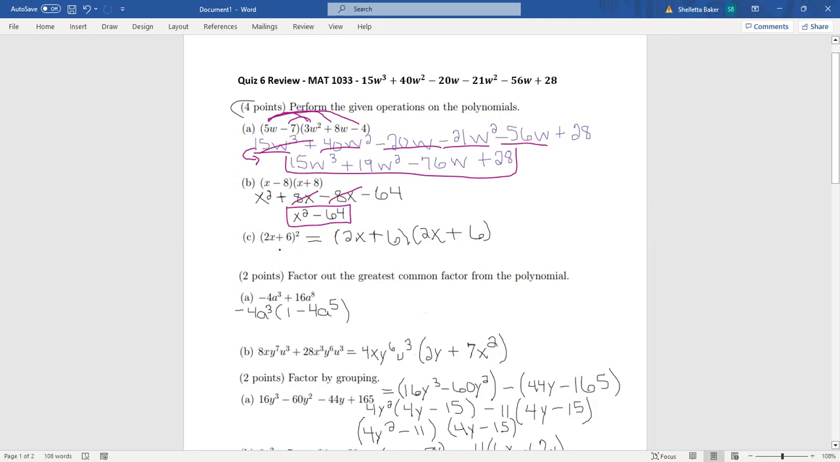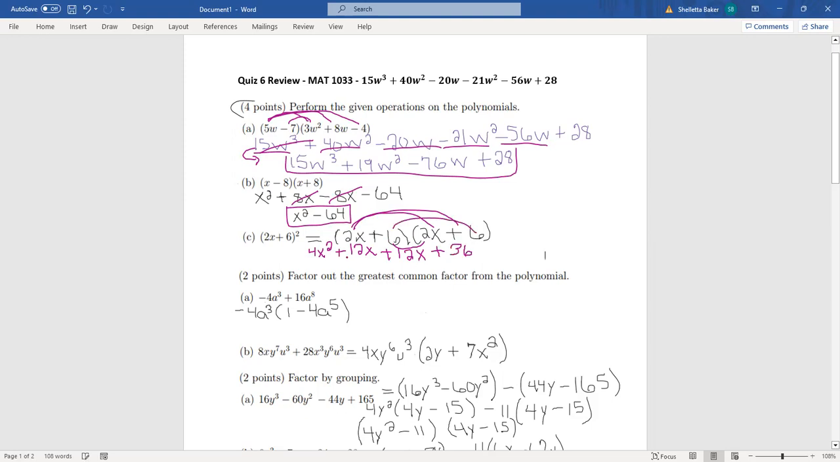For the third one, we see 2x plus 6 squared. So we expand the polynomial here and we want to distribute. So 2x times 2x gives us 4x squared. 2x times the 6 gives us 12x. And now the inner terms, 6 times 2x, that gives us another 12x. And then lastly, we have 6 times 6, that gives us 36.